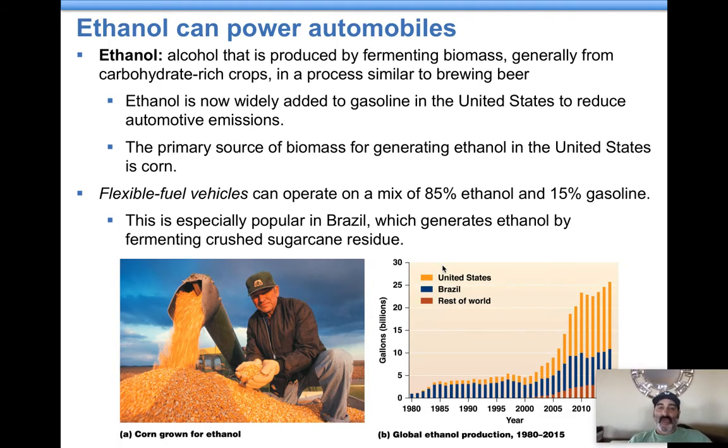So what do we do with a lot of this biomass, or a lot of this plant matter? Well, corn has a lot of starch in it. Starch has a lot of sugar in it. Sugar is a good starting material for fermentation. One of the products of fermentation is ethanol. Alcohol fermentation produces ethanol. Ethanol is drinking alcohol, technically. We do fermentation to produce, for example, beer or wine.